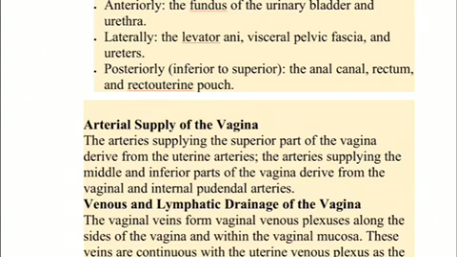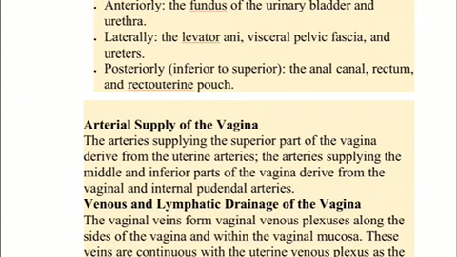The arterial supply of the vagina comes from arteries that supply the superior part of the vagina and the other parts, the middle and inferior parts of the vagina. Arteries that supply the superior part of the vagina come from the uterine arteries. Arteries that supply the middle and inferior parts of the vagina are branches of the vaginal and internal pudendal arteries.